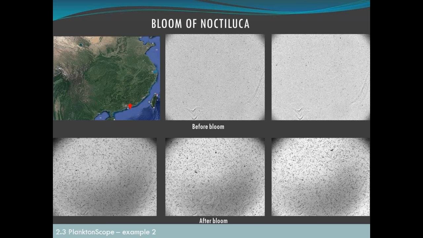Okay, here I'm just showing the location, which is a subtropical water right by Hong Kong. Here, the upper figures show before the bloom. You can see Noctiluca start to show up, but in those images you can still see diatoms and other things. But as soon as Noctiluca showed up, this is what happens. Each dot is one of them. So they took over the entire water column. You barely see anything else.